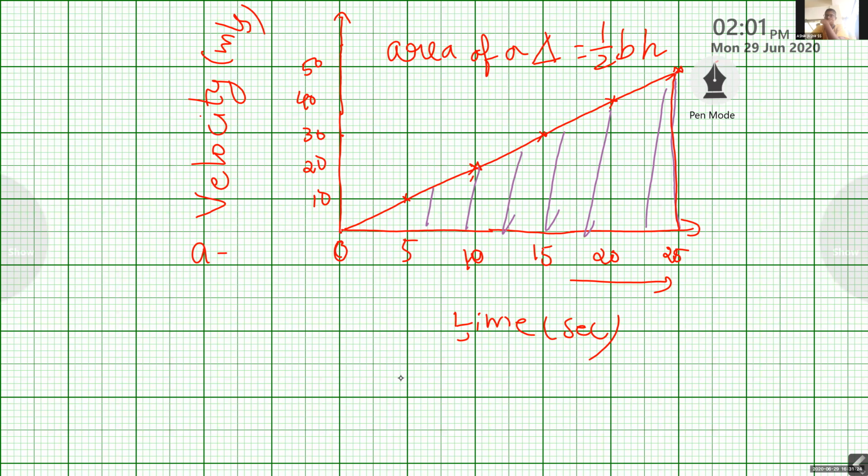Now, here what is the base? Base stands for time, that is the x-axis, and height stands for velocity. That's the only difference. Therefore, when you find half BH, B should be time and H should be velocity. So 0 to 25 is the base, half into 25. Up to 50 is the height, so it should be 50.